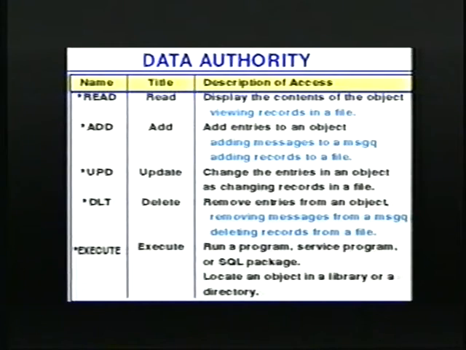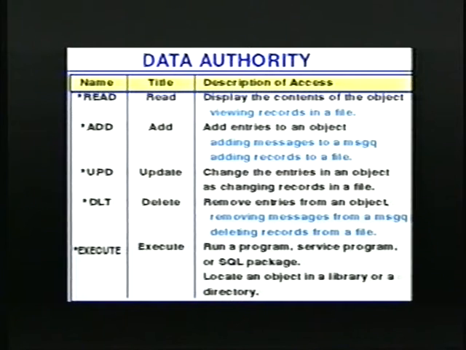Now let's take a minute and look at the data authorities on the system. The data authorities describe the types of operations that are allowed on an object, such as the ability to read an object, view the records in a file. Add authority says that you can insert new data into an object, such as messages in a message queue, adding records to a file. Update authority is that authority that allows you to change the content of an object, essentially existing records in a file. Delete authority is the authority that allows you to remove the records from a file.